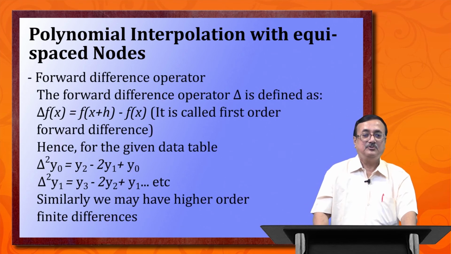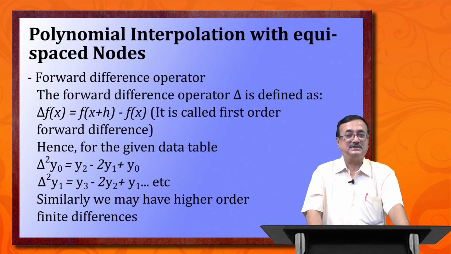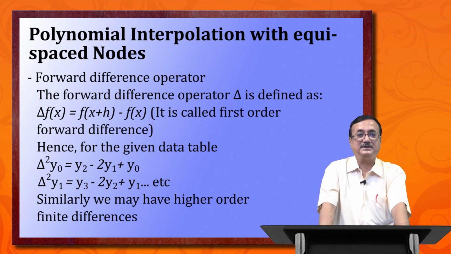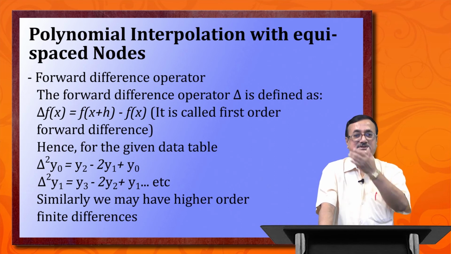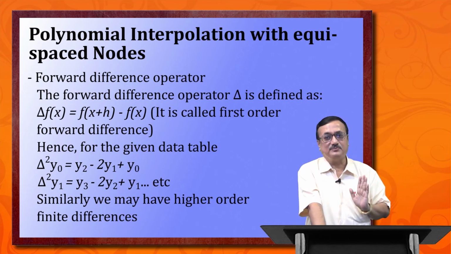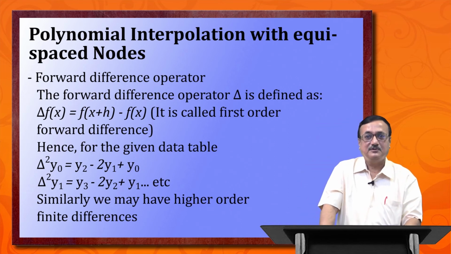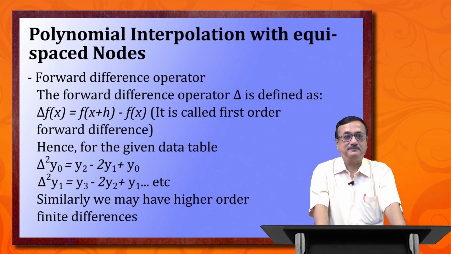Now let us come to the second operator, which is very important, the difference operator. We use the symbol delta to define the difference operator as delta of f(x) equal to f(x plus h) minus f(x). It is called the first order forward difference.